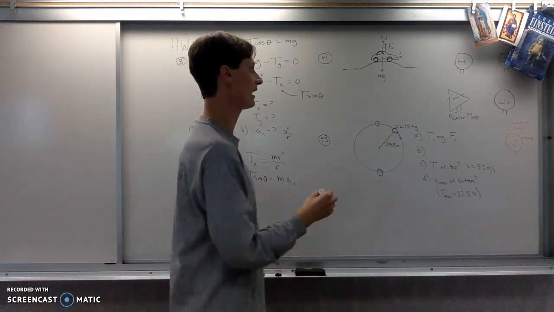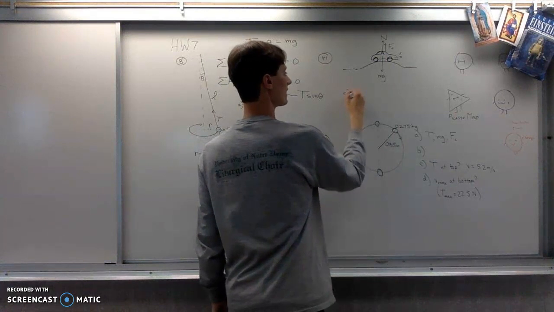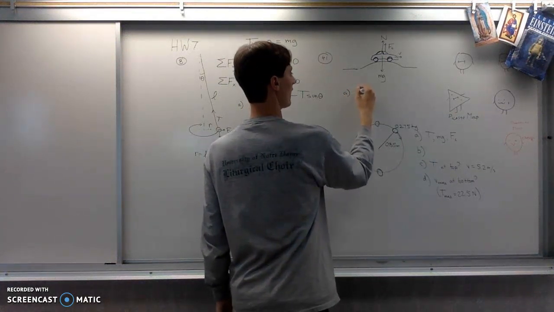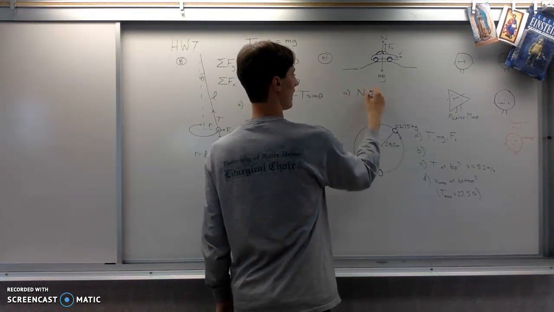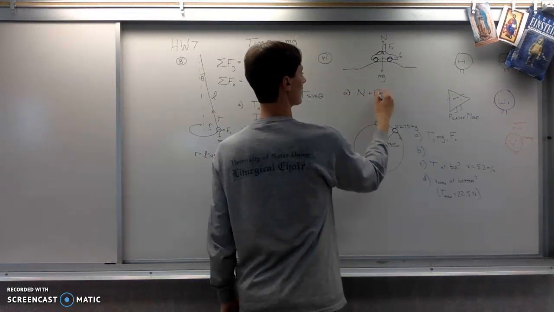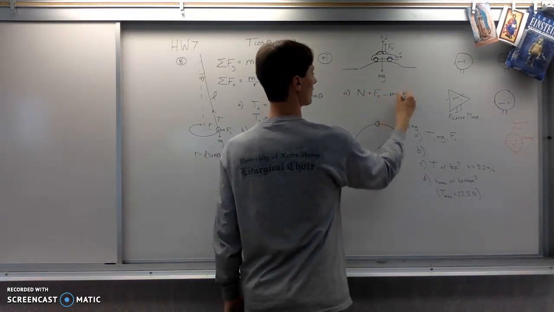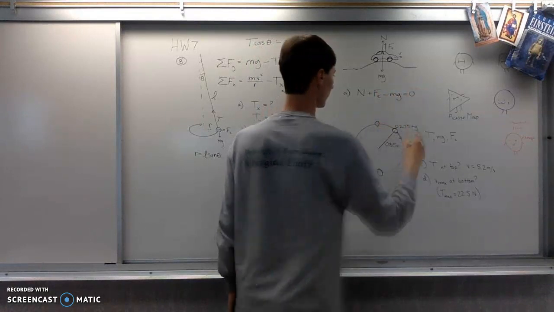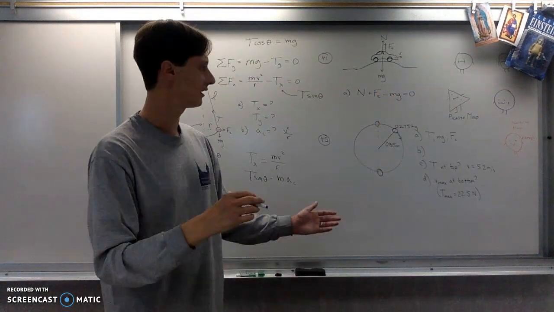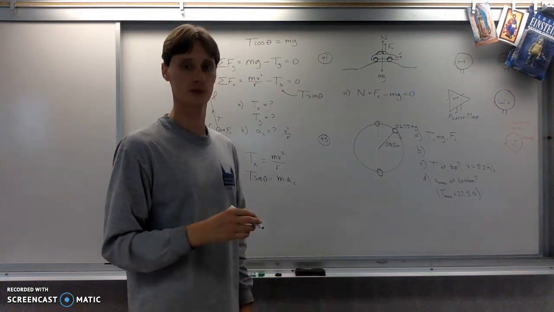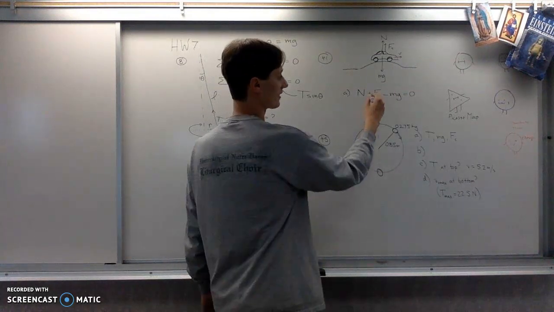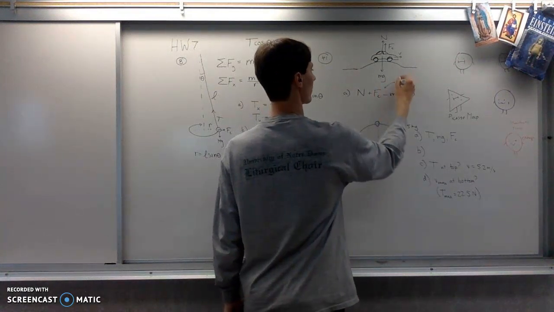So part A, where they want to know what the normal force is, the sum of the vertical forces is N plus Fc minus mg equals 0. Plug in the numbers, solve for the normal force. As usual, Fc is mv squared over r.